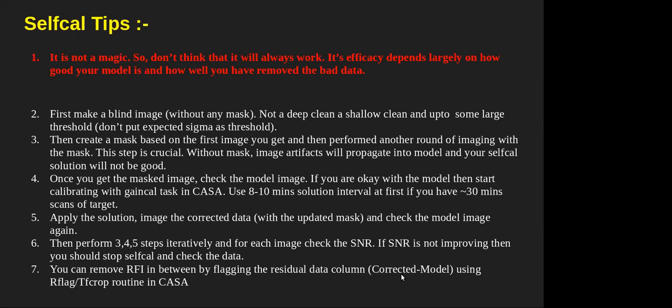Okay, and it is easier to flag that, and you can use an automatic flagging algorithm like rflag and tfcrop, which we did not show in this tutorial. In CASA, you can flag that in between your GainCal loop, or sorry, self calibration loop. So these are some basic tips of self calibration. You can find other techniques too, but these are the most basic things I discussed here.